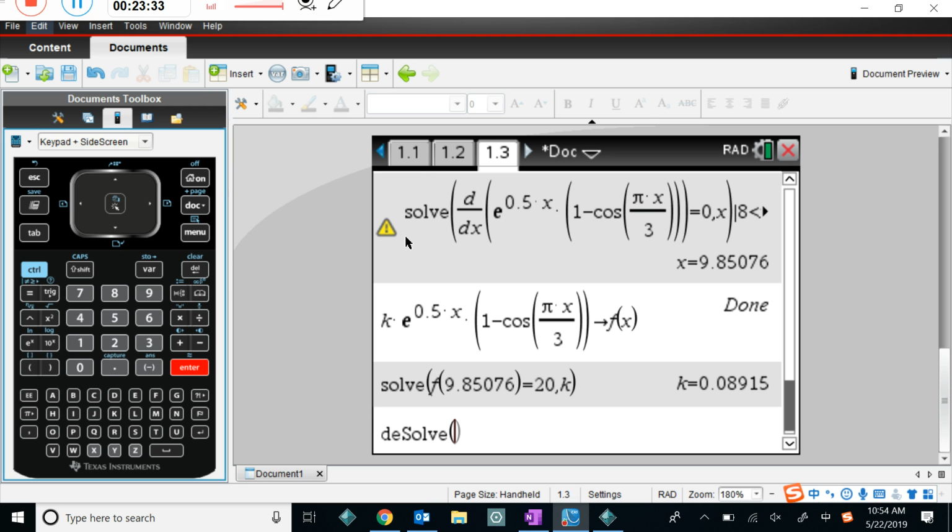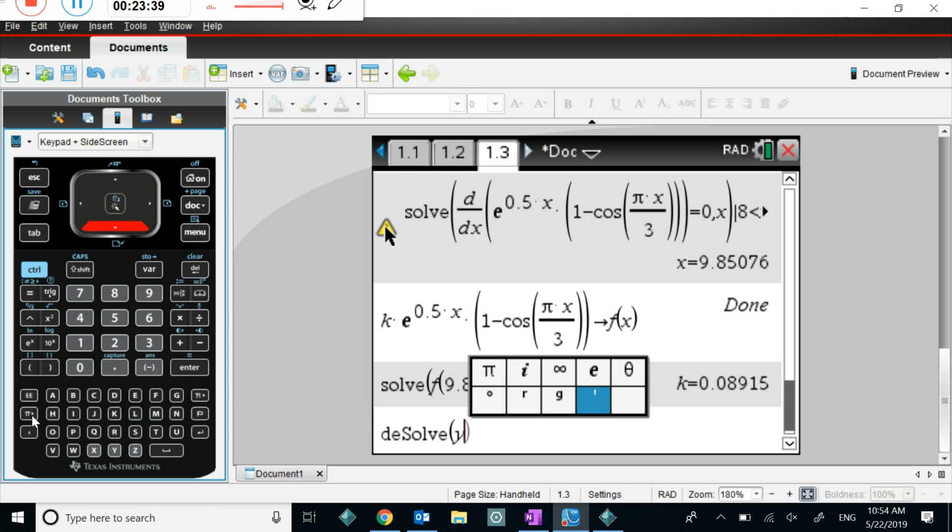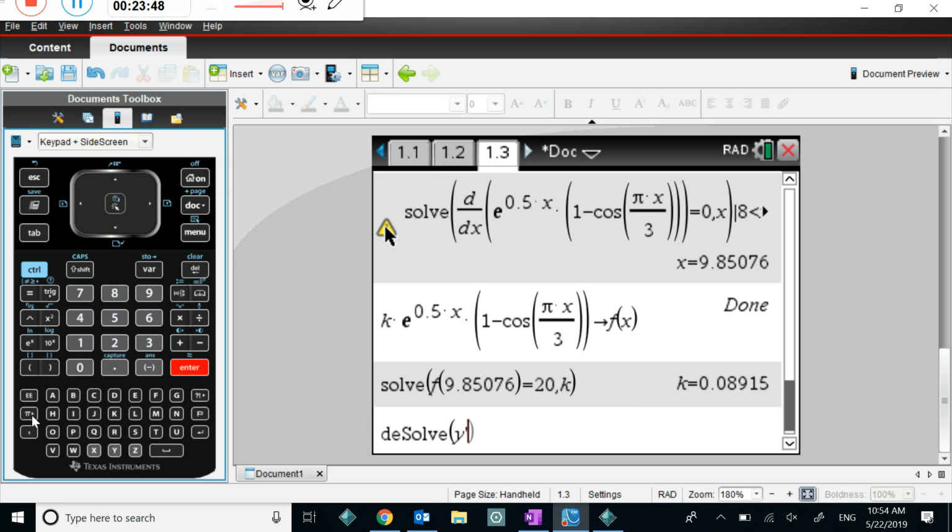You need to type y dash. So you type y, and where's the dash? The dash is in pi. So it's here, this dash, in pi. That is the same as dy dx, but I don't think you can use dy dx here. You just need to type y dash in and put your dy dx equals to what?